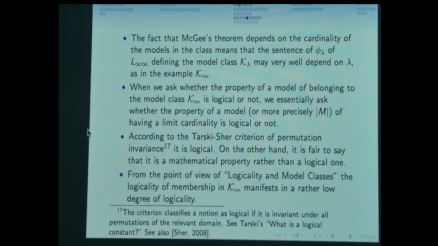So if we're asking whether the property of a model belonging to a model class is logical or not, we're essentially asking whether the property of the cardinality of the domain being a limit cardinal is logical. As I said, according to the Tarski-Sher criterion, the generalized Tarski criterion, that is, the permutation invariance criterion, it is logical. On the other hand, it seems really not to be. So in our paper, the logicality of membership in K is shown to be sensitive to the relativity.